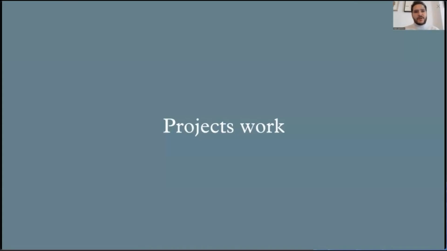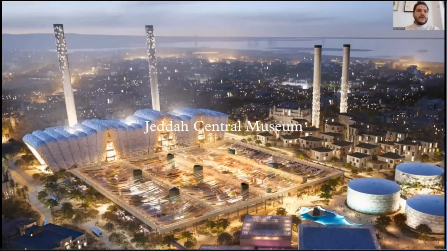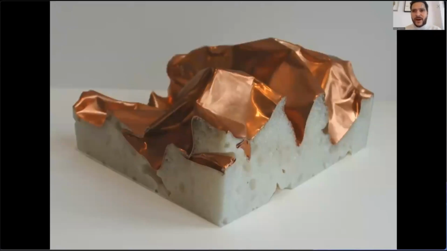So, for instance, in project work, thinking on this project that we're working on at the moment in Jeddah for Central Museum, we have a very large facade, about 50,000 square meters of facade that we aim to look like what you see here. And so it's very material based. And we love this approach in the studio. We love craft. Thomas himself being a maker, this is something that is very much in the essence of what we do.